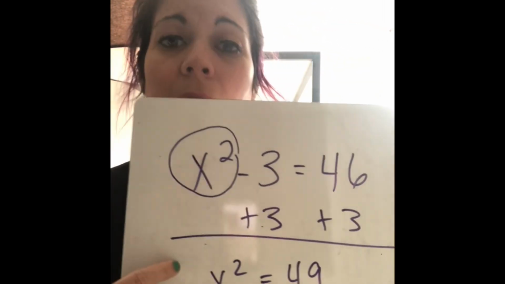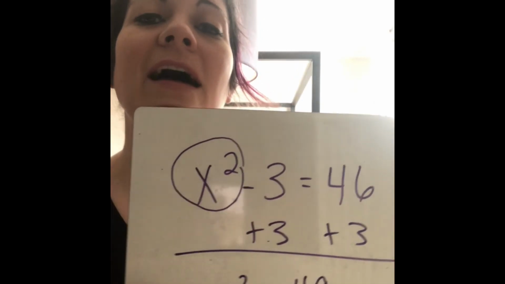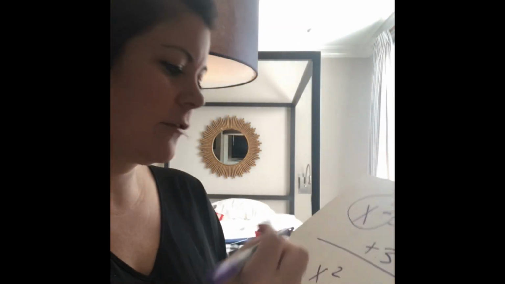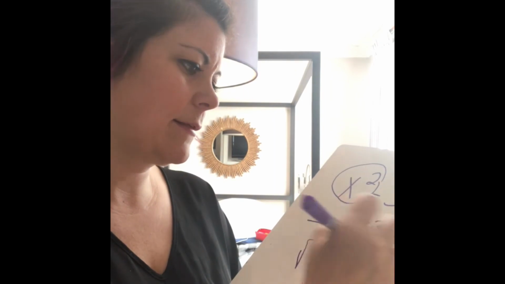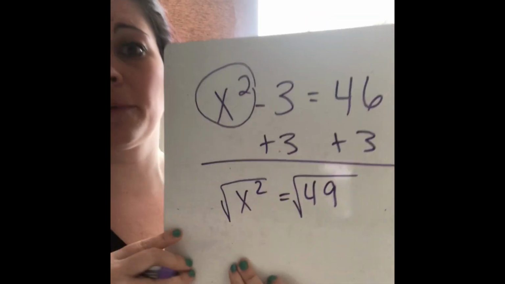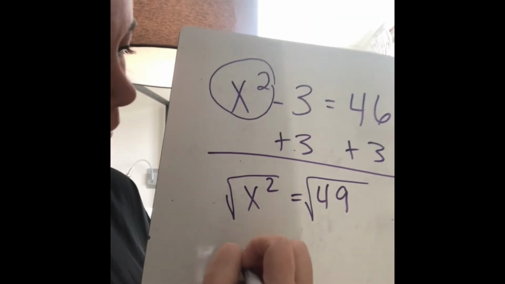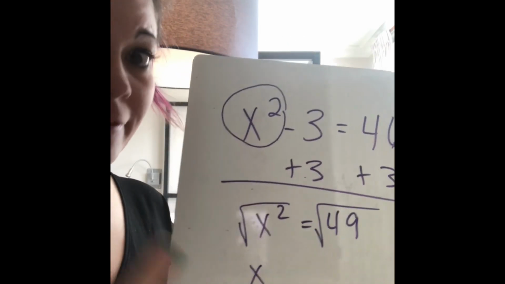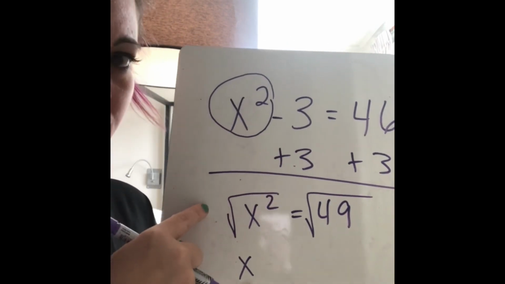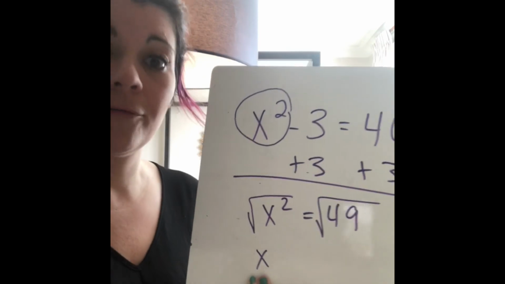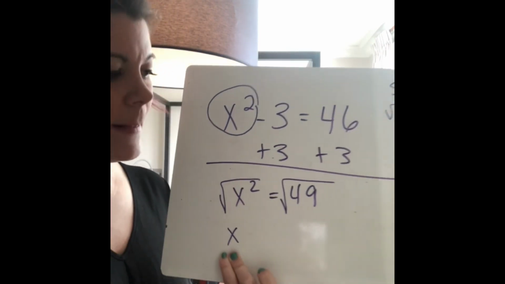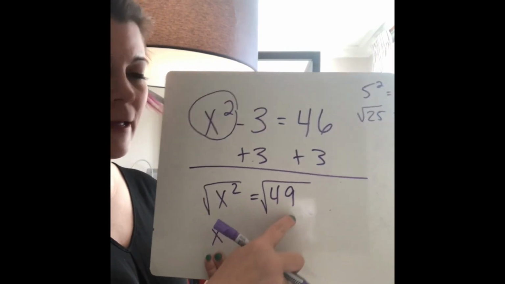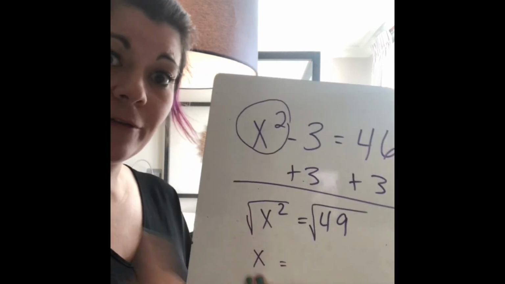Since this number is squared, the inverse operation of that is square root. So I'm going to take the square root of both sides. Well, the square root of x squared is x because x times x is x squared. Remember, whatever times itself gives you that inside. And then the square root of 49, what times itself gives you 49?